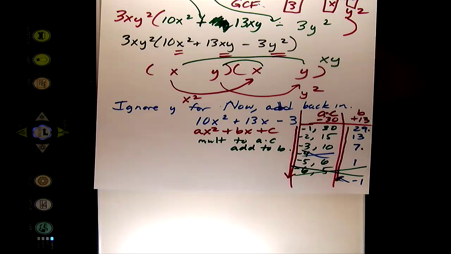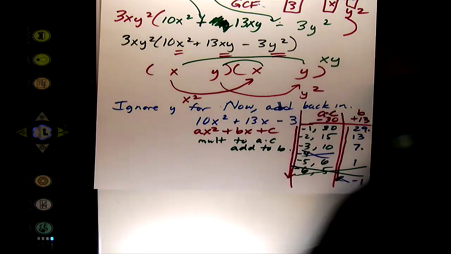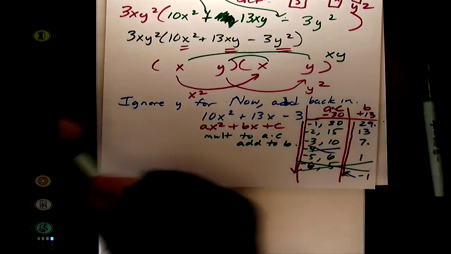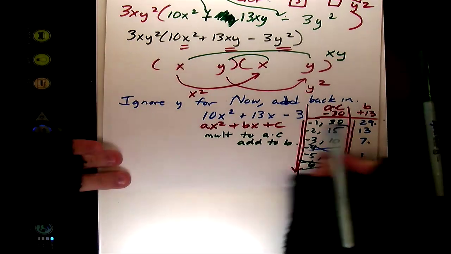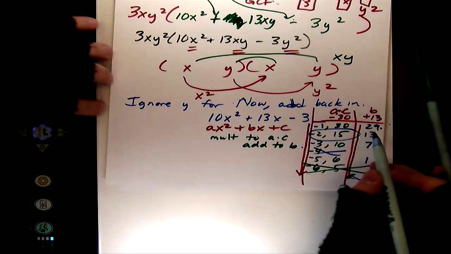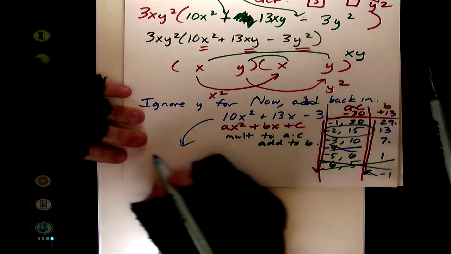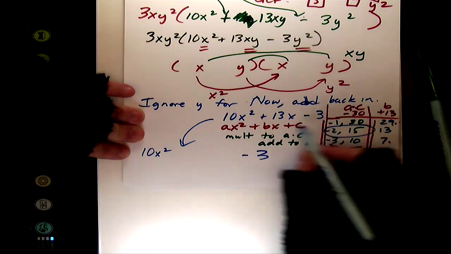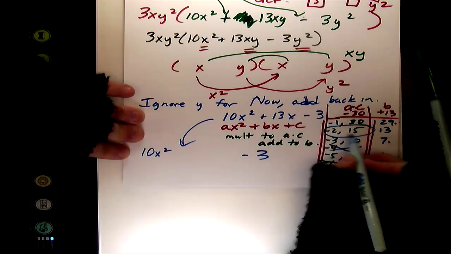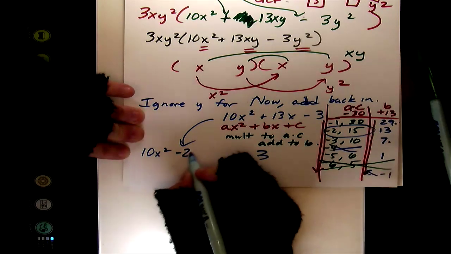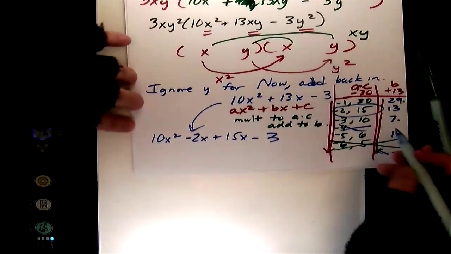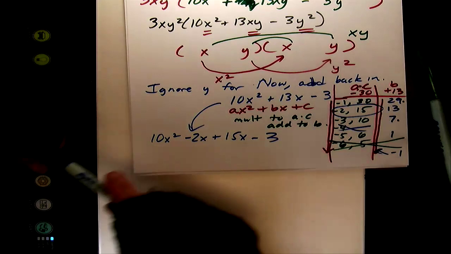I did an example in the Math 335, so check out that video if you want to see a little bit more. But we have -2 and 15. So the 10x squared stays the same, and we're going to break the 13x into these two numbers: -2x plus 15x. It actually turns into a grouping scenario.